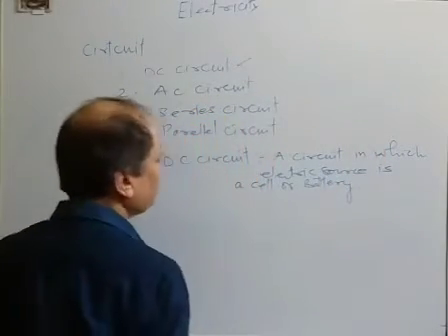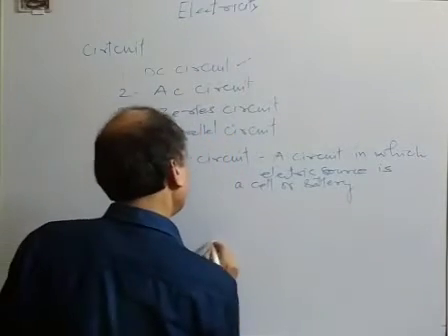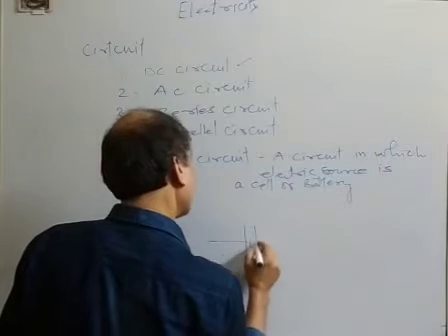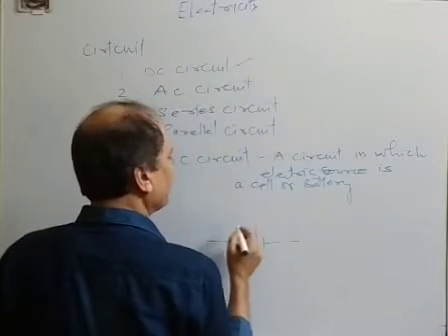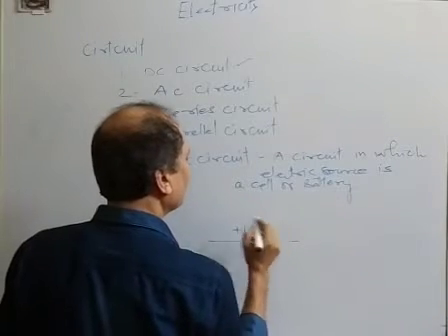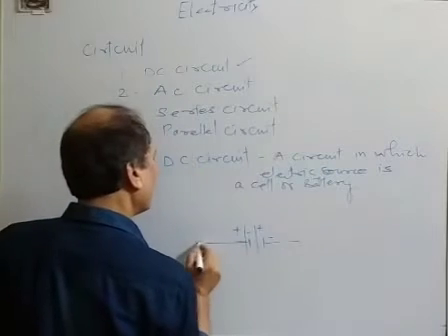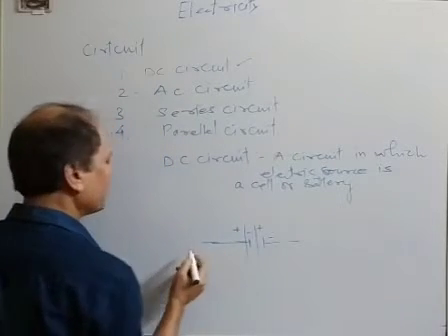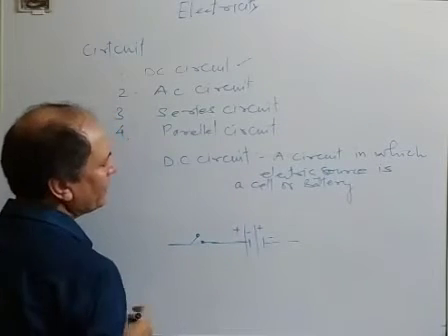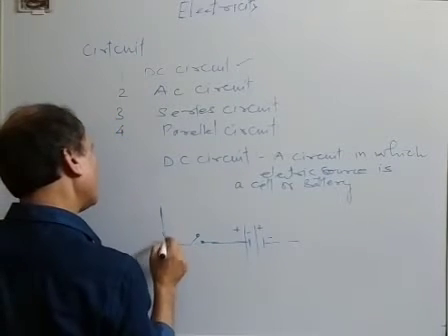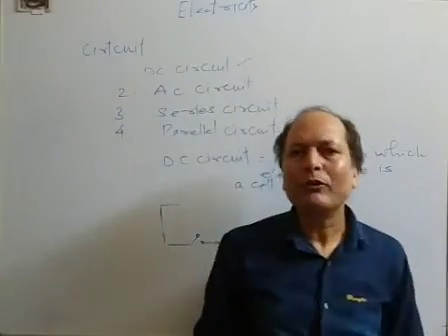It is indicated with a symbol this way. Suppose it is your circuit. Positive terminal, negative terminal, positive terminal, negative terminal. After that, switch. After that, resistors. In the case of resistors, I have explained to you many times.